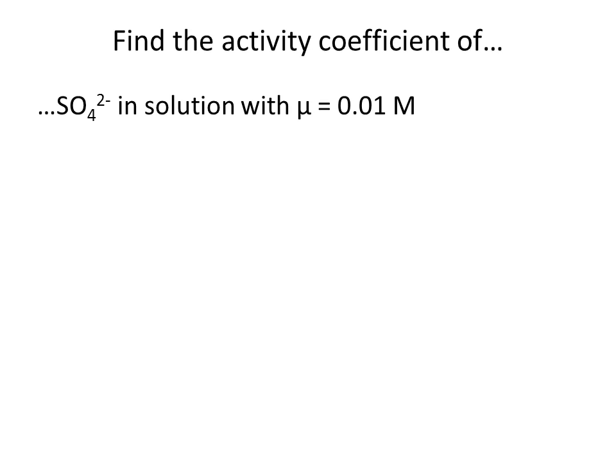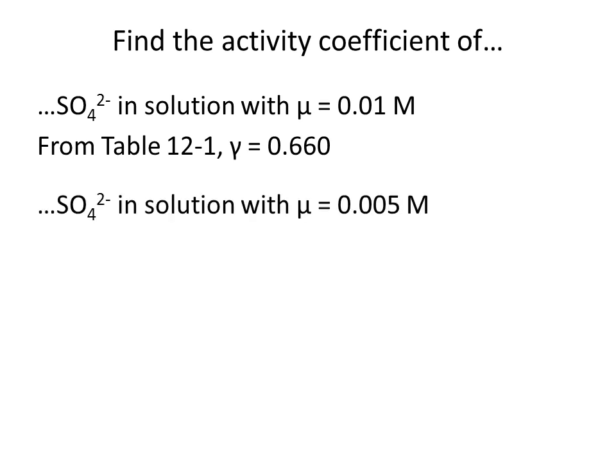The next problem we will do is to find the activity coefficient of various species in various solutions. First, we will find the activity coefficient of sulfate ion in solution that has an ionic strength of 0.01 molar. From table 12.1, with an ionic strength of 0.01 molar, the sulfate ion has an activity coefficient of 0.660. Next, we will find the activity coefficient of sulfate ion in solution with an ionic strength of 0.005 molar.